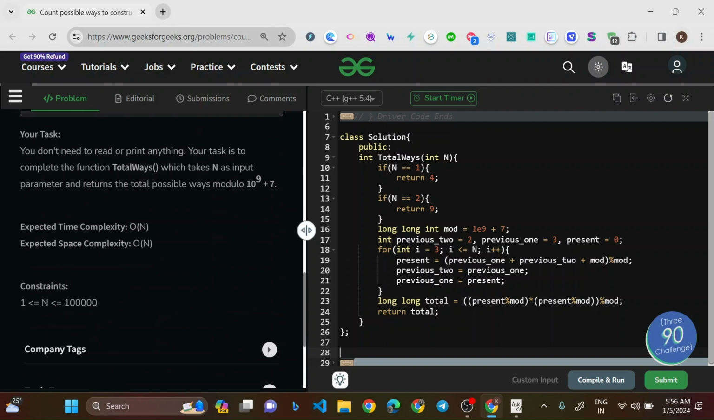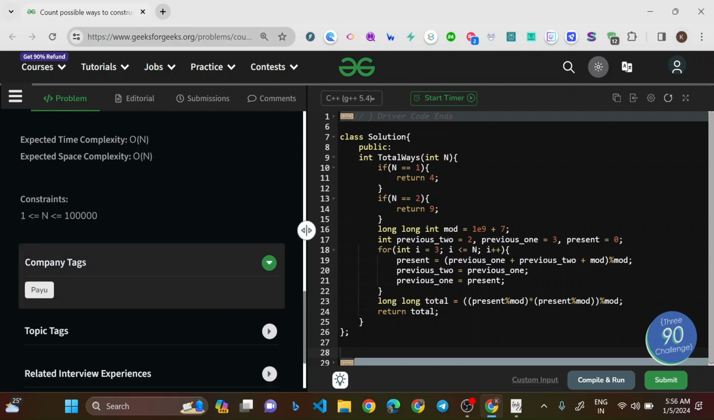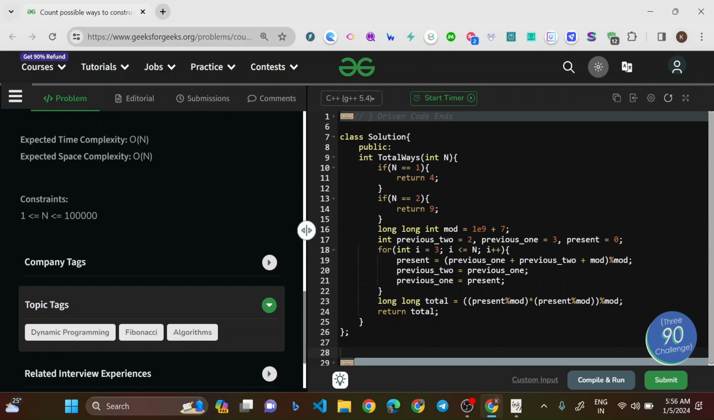But we'll be solving this question in a much more optimal fashion, with time complexity O of n and space as O of 1. Okay, so n goes up to 10 power 5. Okay, that's pretty clear. And the company tags are PU and the topic tags are dynamic programming, Fibonacci.